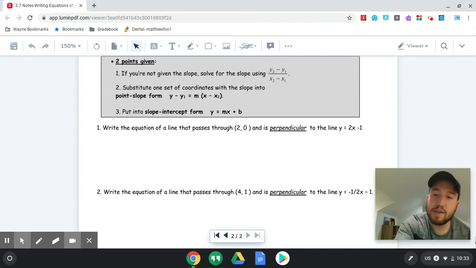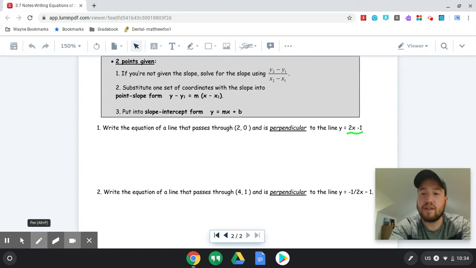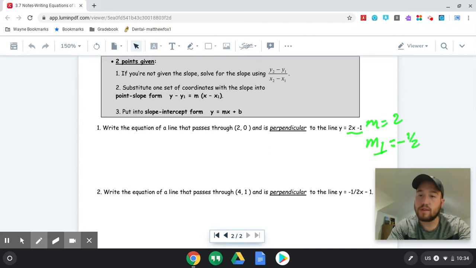Now, if it's perpendicular to this line, we first need to identify the slope of that line. So the slope of that line is 2, which means anything that is perpendicular, that upside down T means perpendicular, the slope of a perpendicular line, instead of 2, the opposite of positive 2 becomes negative, and the reciprocal, instead of 2 over 1, it becomes negative 1 over 2. So the slope I'm going to use is right here, negative 1/2.